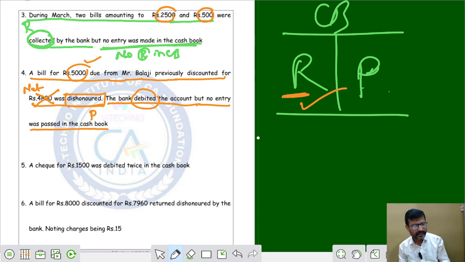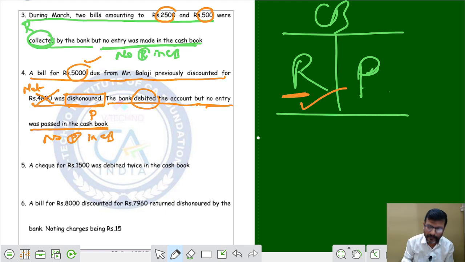If not, sir, I am not interested in that, teach in another angle. I tell you, dishonor means payment. No entry in passbook, no entry in cash book. No entry in cash book means no payment in cash book, means no credit in cash book. So we have to take it on the credit side.